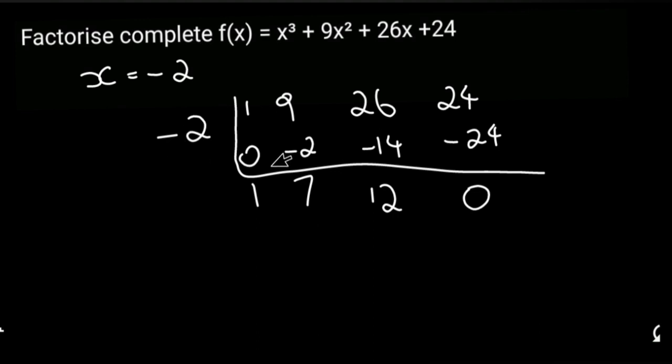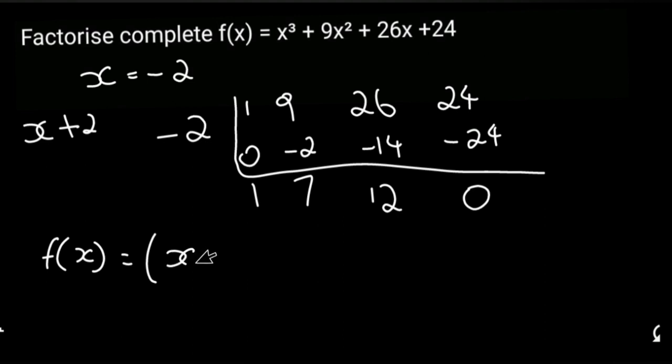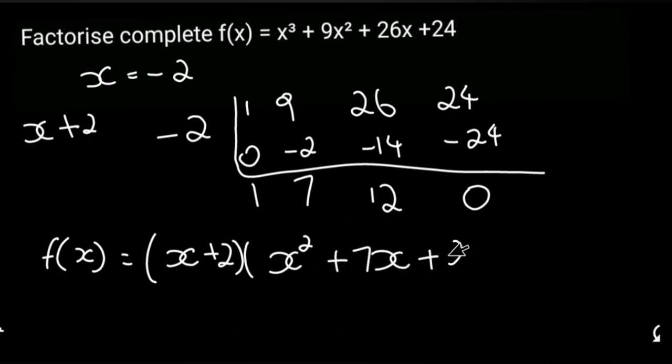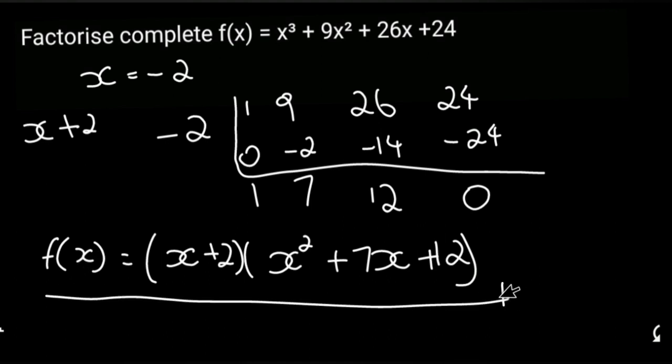So to factorize this polynomial, you're going to open two brackets. It's going to be f of x. You need to transpose x equals -2 to the other side of the equation, so it's going to be x plus 2. Then here it's going to be x plus 2 times x squared, where the coefficient of x squared is 1, plus 7x plus 12. That's how you factorize this expression by using synthetic division.